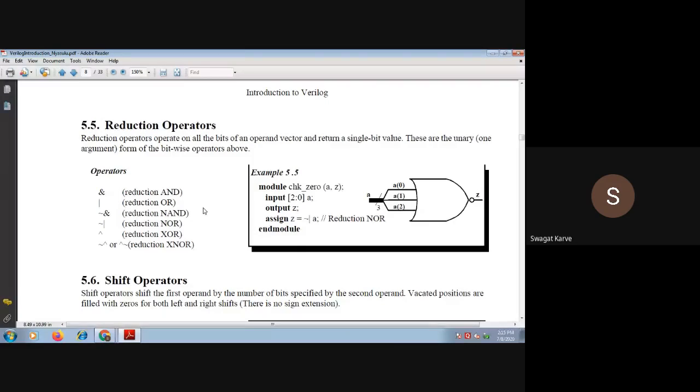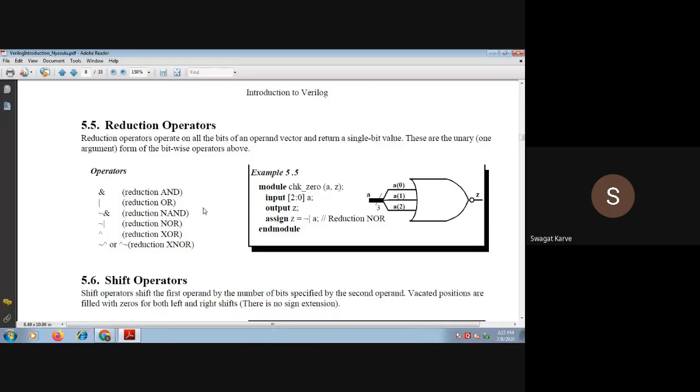There will be n number of bits, and it will perform the required operation on those n bits and get a single bit result for you. So that is the reduction operator. Again the same symbols with a little bit of modification. Single ampersand means reduction AND, and a vertical line means reduction OR.